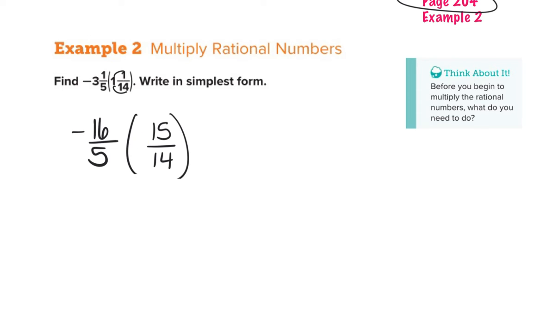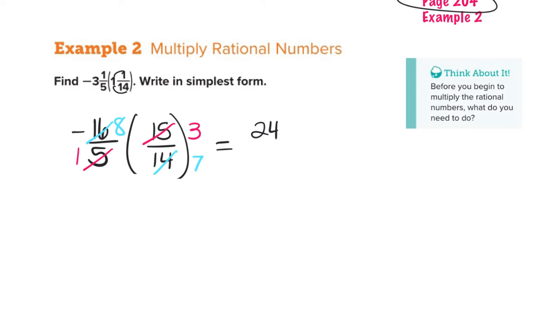All right, 5 and 15 are each divisible by 5. So 5 goes into 5 once. 5 goes into 15 3 times. And then 16 and 14 are both divisible by 2. So 14 divided by 2 is 7, and 16 divided by 2 is 8. And now I can just multiply straight across.